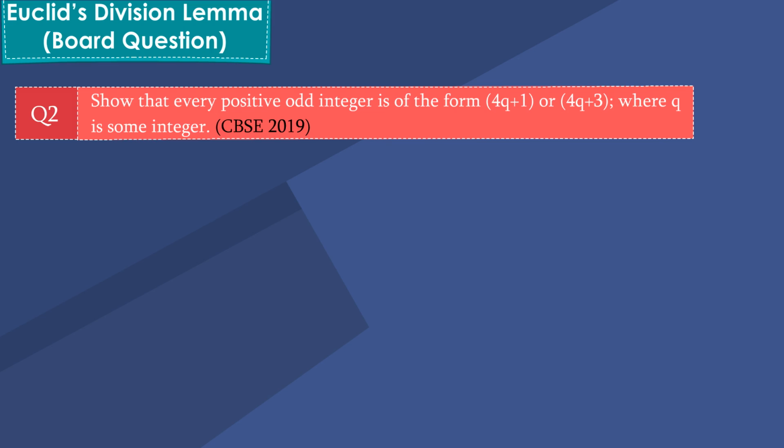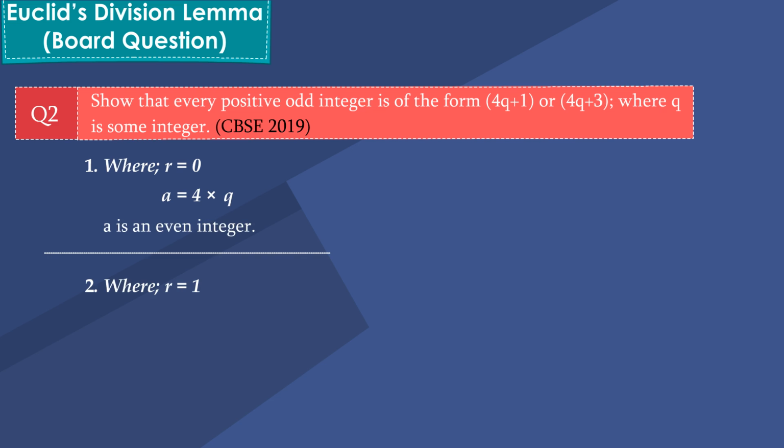Let us first take the situation where r is equal to 0. We get a is equal to 4q. But 4q is divisible by 2. Hence, here a is an even integer. Now, if we take r equal to 1, we get a is equal to 4q plus 1. Here, 4q plus 1 is odd. Hence, here a is an odd integer.